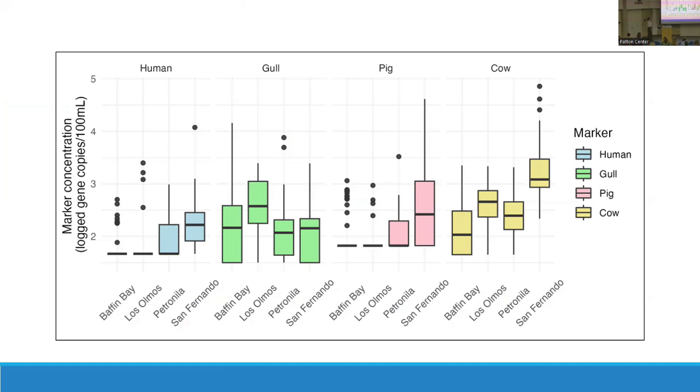Human fecal pollution is not driving the impairment by fecal indicator bacteria of Baffin Bay and its tributaries. It is cattle and it is gulls. Pigs contribute a fair amount, but cattle and gull are driving the fecal impairment of Baffin Bay.